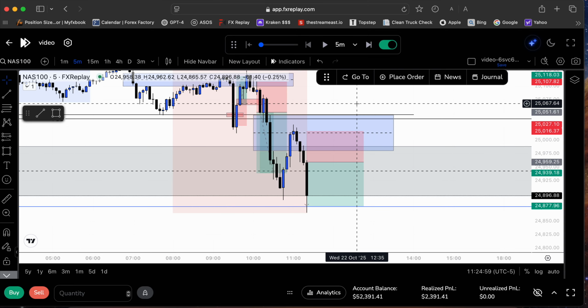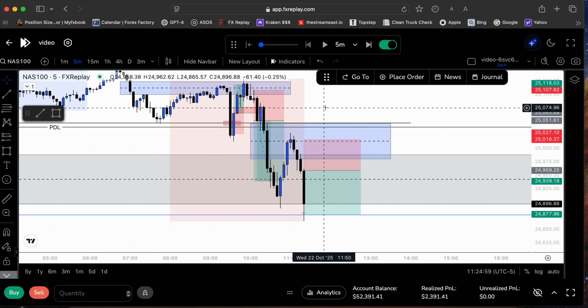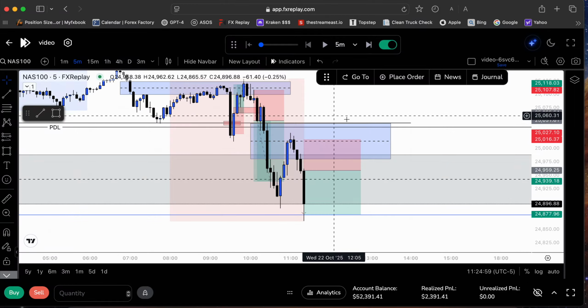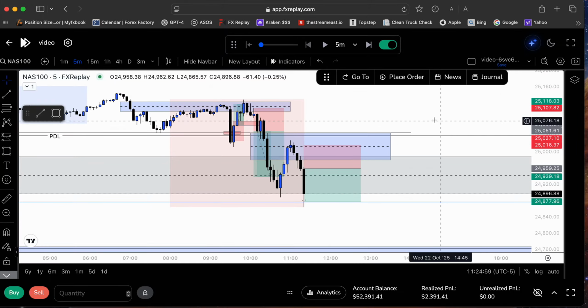And again, we're still on the M5. No need to go on the M1, which is such a big issue that I'm having, where I go on the M1 and I completely lose where I'm at. I just get tunnel visioned and I lose track of what's going on after the fact. It's insane. I don't know why it keeps happening to me in live trading.